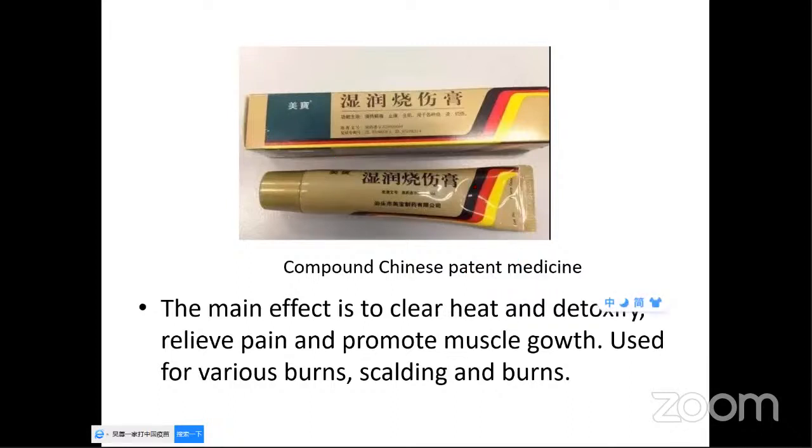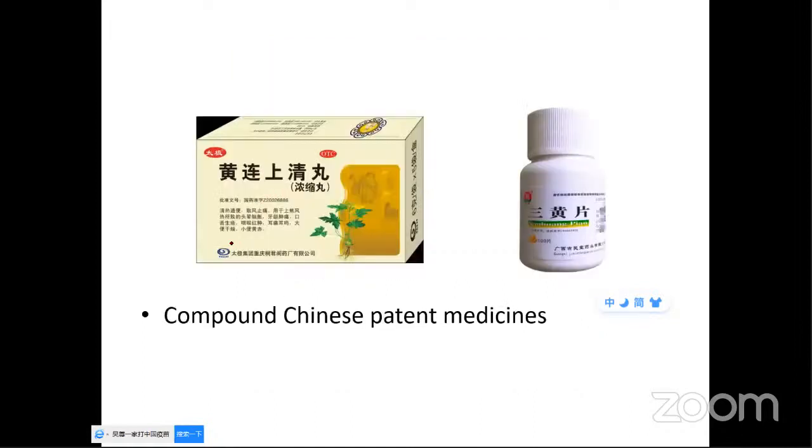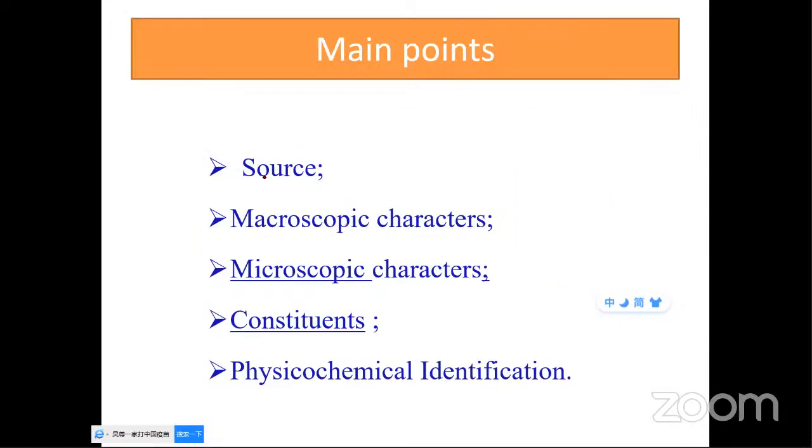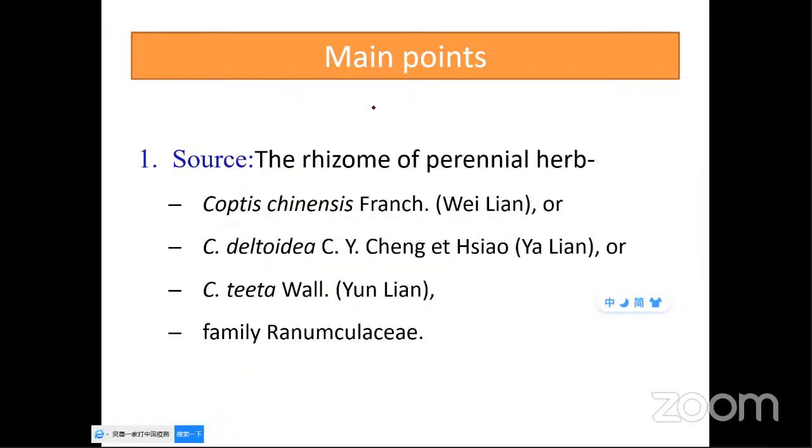This medicine contains Coptis. So the effect is obvious. Other Chinese medicines like Huanglian, Sangqingwan, Sanhuangpian, these cooling traditional Chinese medicines contain Coptis. So they are compound Chinese patent medicines. So about Coptis, we talk about the source, macroscopic characters, microscopic characters, constituents, and the physicochemical identification, etc. So these are all about Coptis.